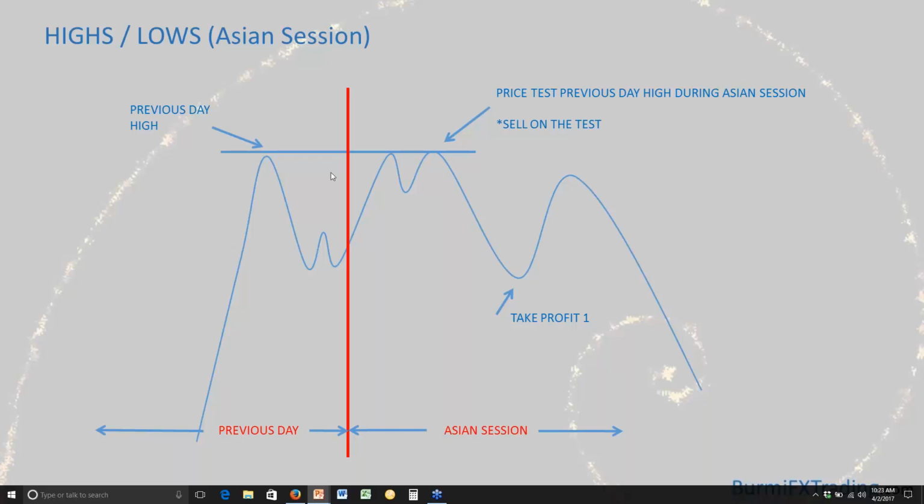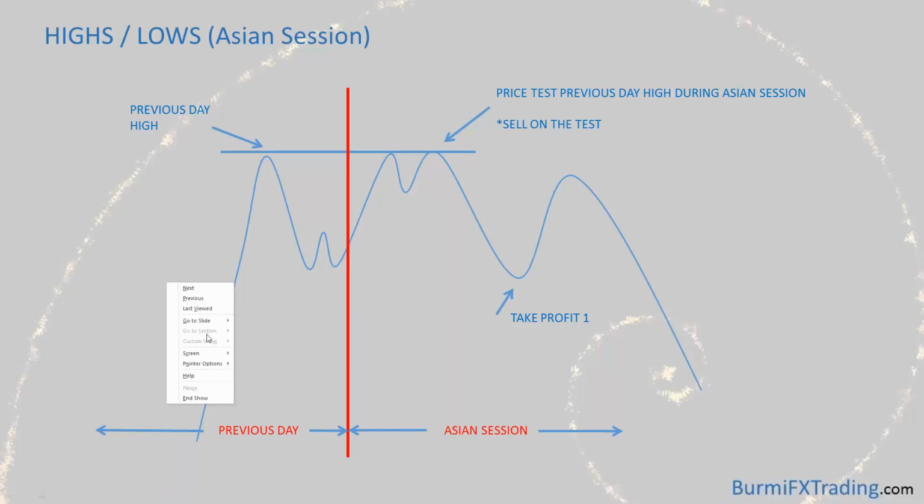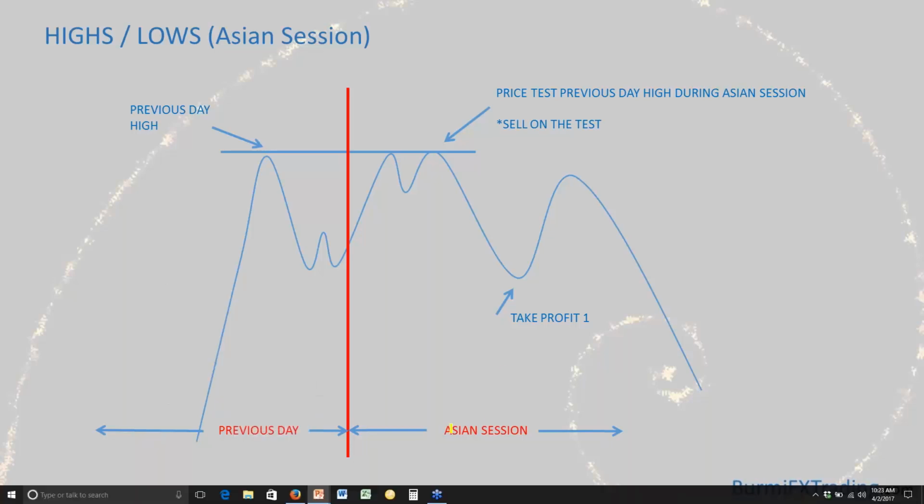So on this example, we have the previous day on the left side, and then on the right side we have the Asian session. On the previous day we have previous day highs, okay, and then we have an open spike here.